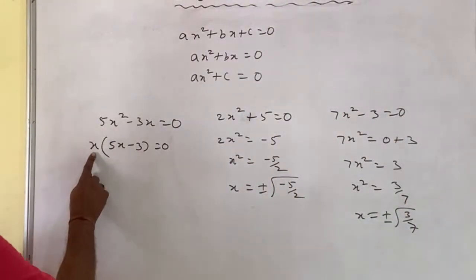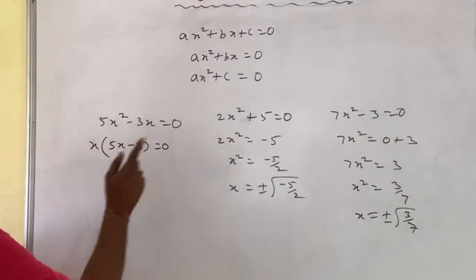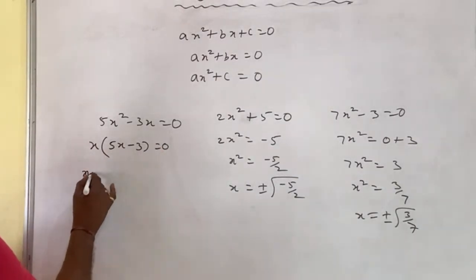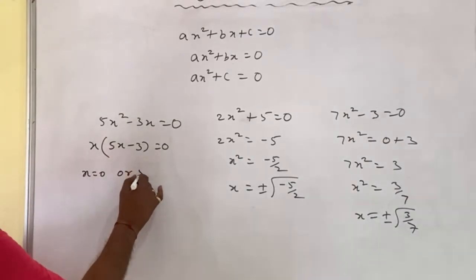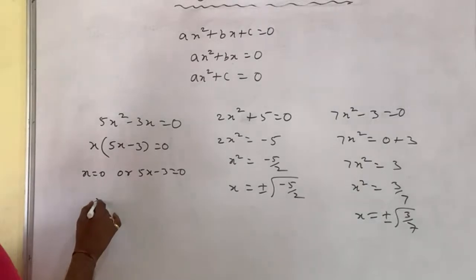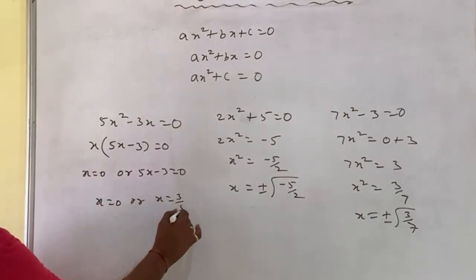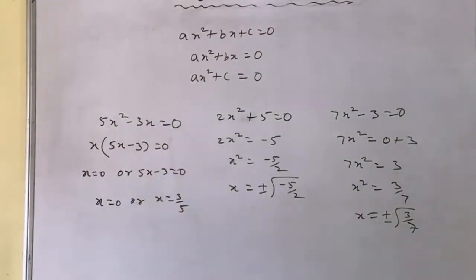Now x into 5x minus 3 is equal to 0. Then either x is 0 or 5x minus 3 is 0. x is 0 or x is 3 by 5. So 0 comma 3 by 5 are the zeros of 5x square minus 3x is equal to 0. Okay, children?